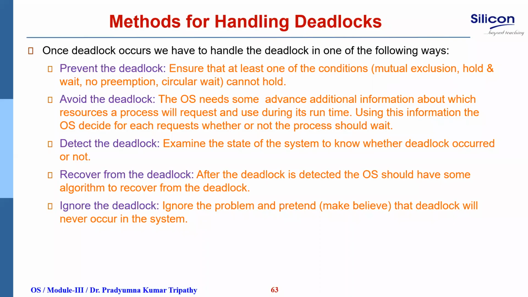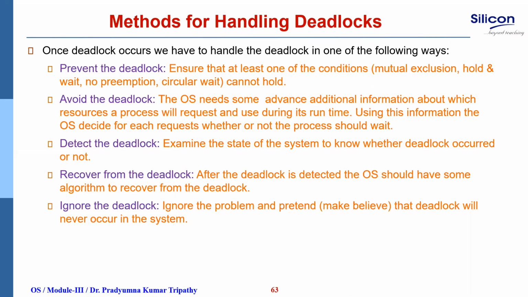So ensure that at least one of the conditions cannot hold. That is the prevention of the deadlock. Correct? So we'll take some preventive measures so that deadlock will not occur. So deadlock prevention is taken prior to the deadlock. It's like taking a preventive medicine before the event occurs, or before the disease. You take a preventive medicine for the same.